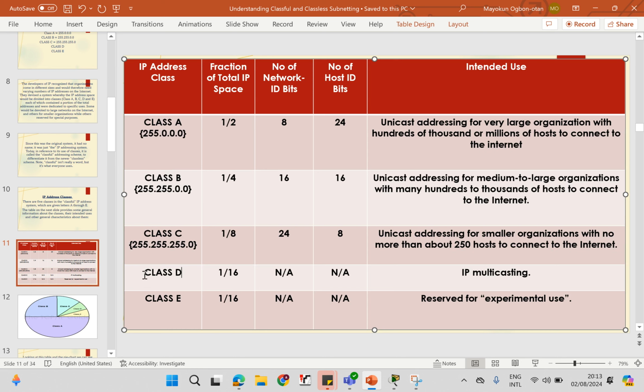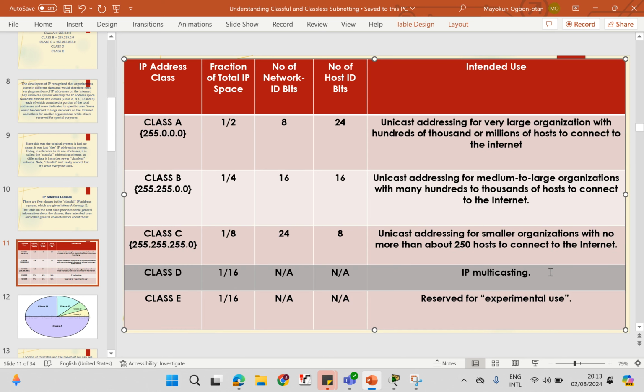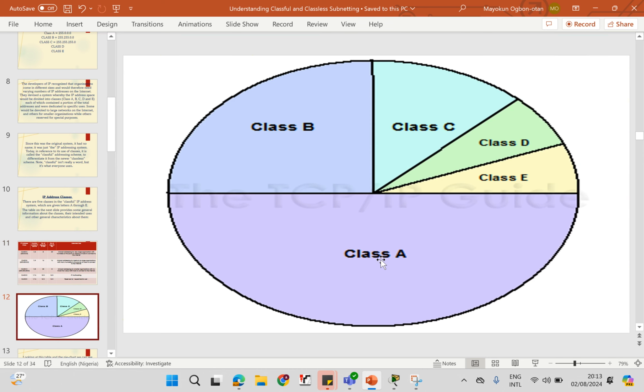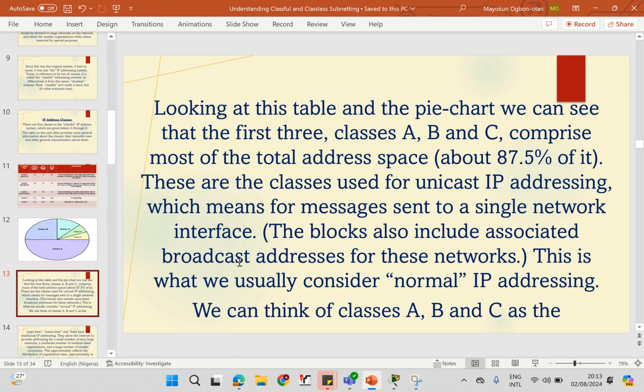Class D and E. Class D is for IP multicasting. You don't have to worry about it for now. Class E is reserved for experimental use. We've looked at this, so let's move to the next thing. Looking at this table and the pie chart, we can see that the first three, class A, B, C, comprise most of the total address space, about 87.5% of it. So that is A, B, C. That is why our focus is mainly on class A, B, and C.